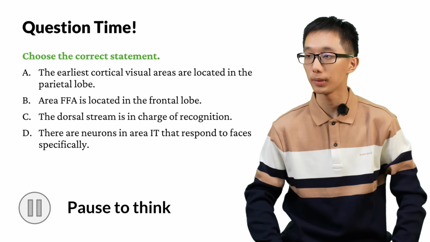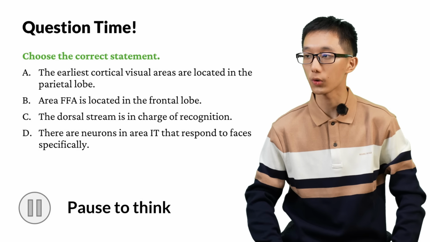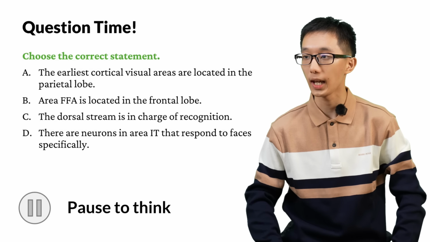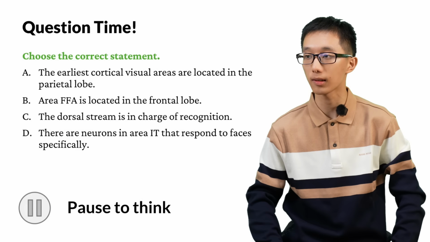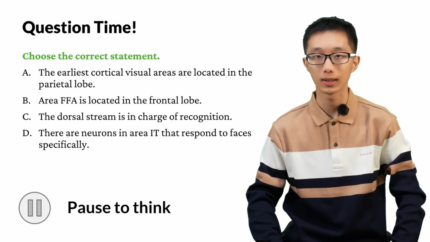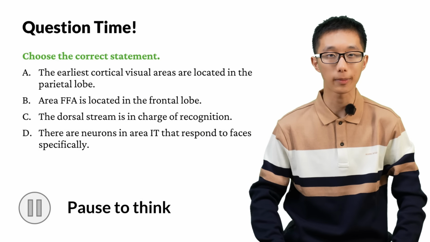Question time. Please choose the one single correct statement. A. The earliest cortical visual areas are located in the parietal lobe. B. Area fusiform face area is located in the frontal lobe. C. The dorsal stream is in charge of recognition. D. There are neurons in area IT that respond to faces specifically. Please take a moment to pause and think about it.